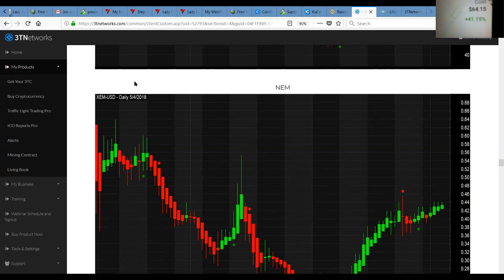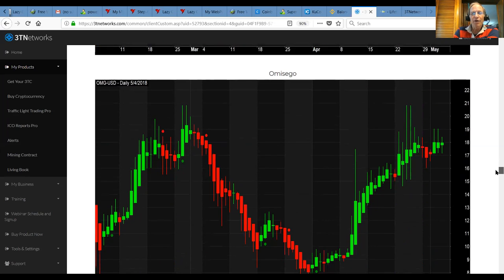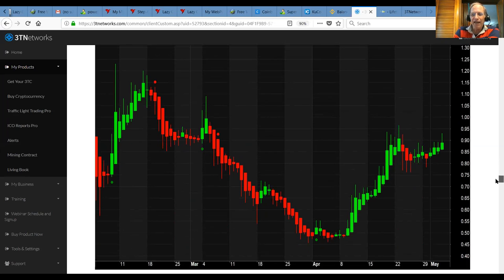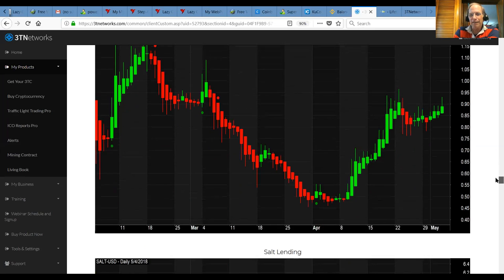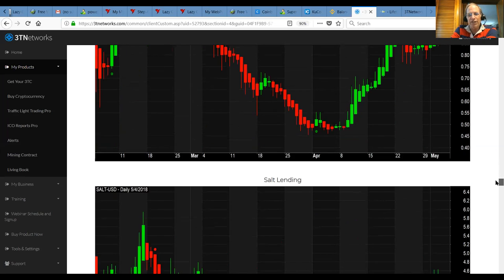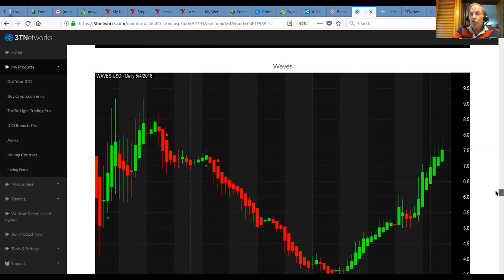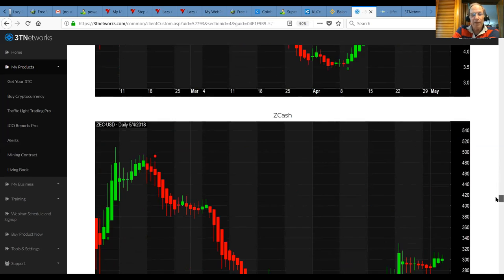Plus 41%. Okay, so there it is. Proof positive. And they have these cool apps you can carry around and program them. Osmium, Ripple. Yeah, I bought a little Ripple, but I got a sell order and ain't going to hold it. And then Salt Lending, Waves. Look at all these great coins to put money to work in.